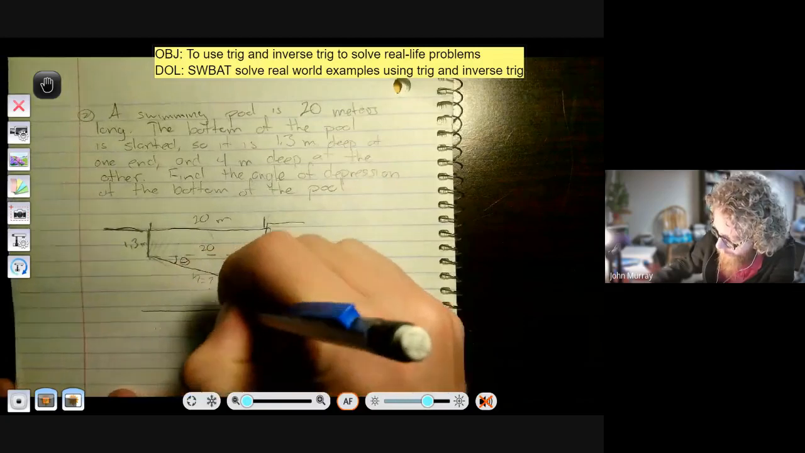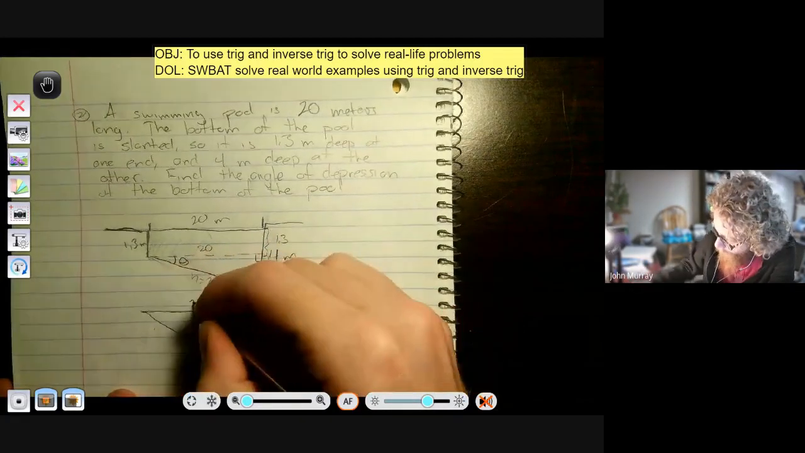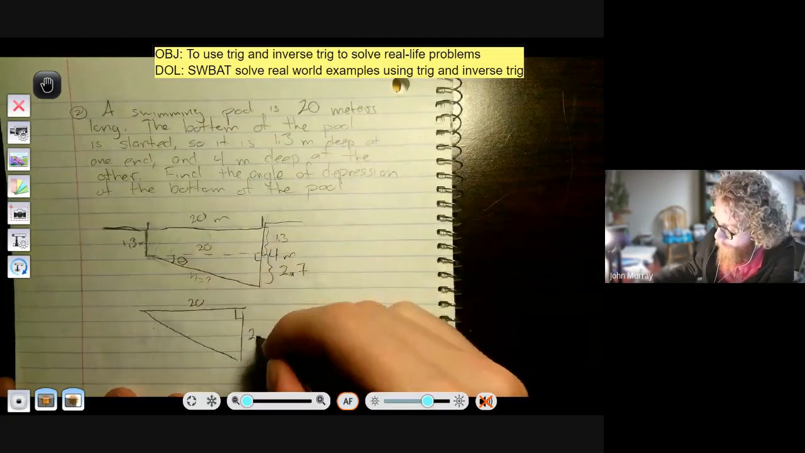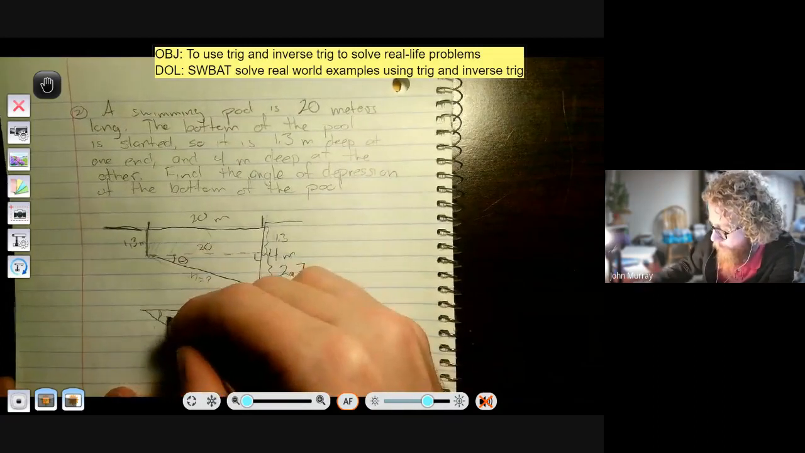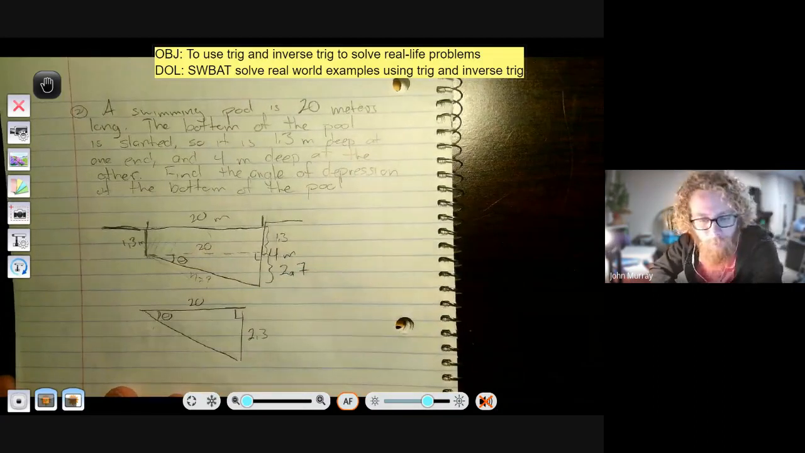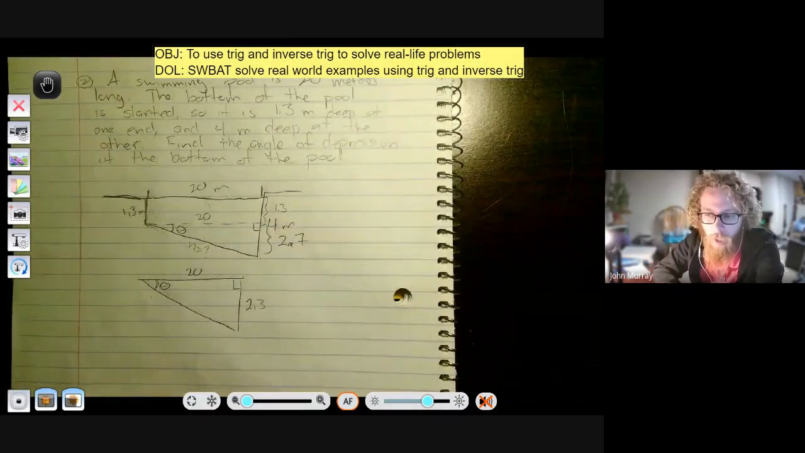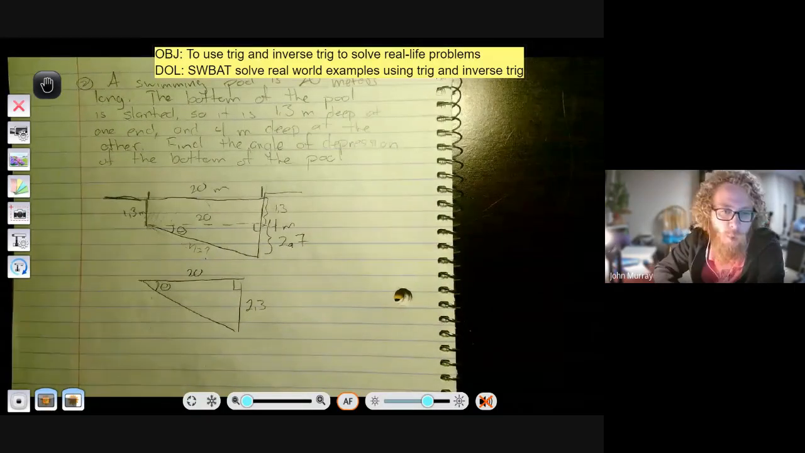Right, so just to make it look a little neater, I'm going to draw the triangle by itself. So we have 20 going across there. We have 2.3 over there. Obviously, it's not to scale. And then we have our angle of depression. Okay, so even though they gave us this whole scenario, they didn't give us the triangle straight away. Sometimes we'll have to set it up to find that triangle.